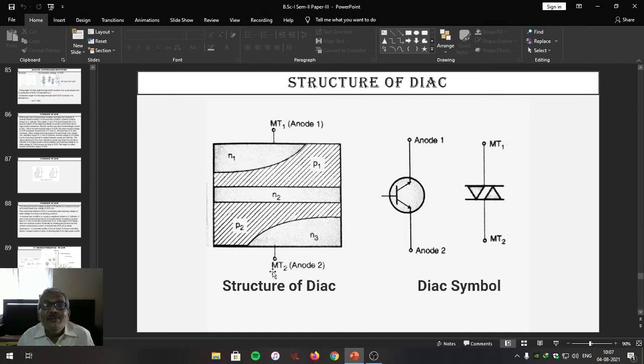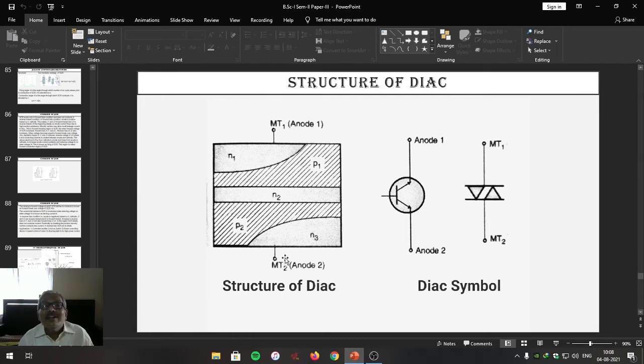Because of this, as MT1 is positive, this is Z1, this is Z2 and this one is Z3. So Z1 and Z3 are now forward biased, whereas this Z2 is reverse biased. But when supply voltage increases to breakover voltage, width of depletion layer of Z1 and Z3 totally reduces to 0, reverse bias junction J2 breaks down, and electrons will flow from MT1 to MT2, holes will flow from MT2 to MT1, and current through MT1 suddenly increases.